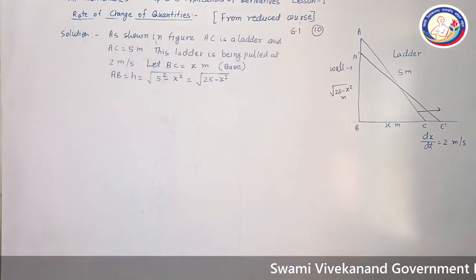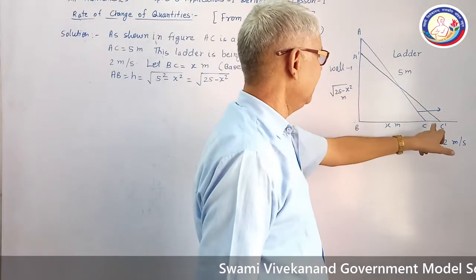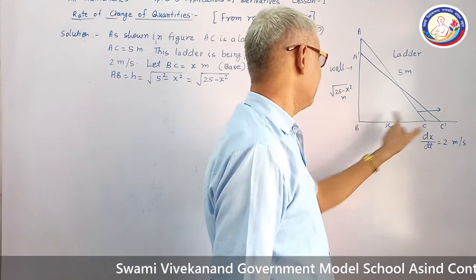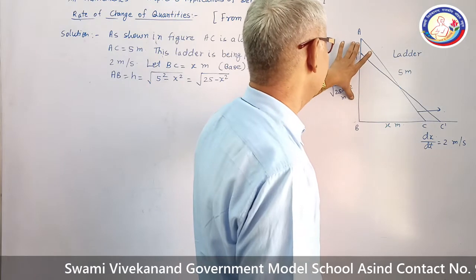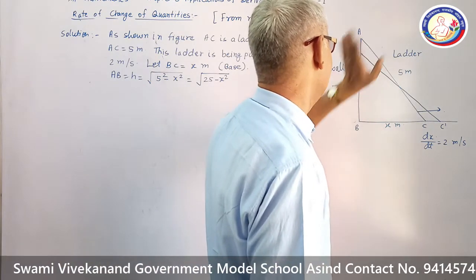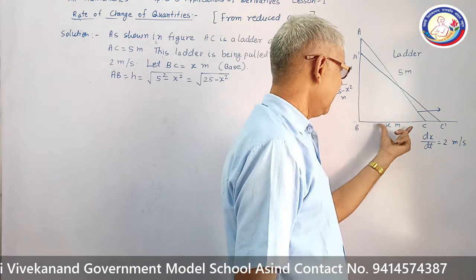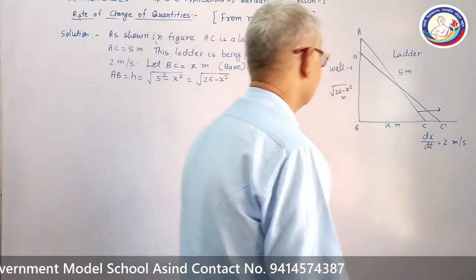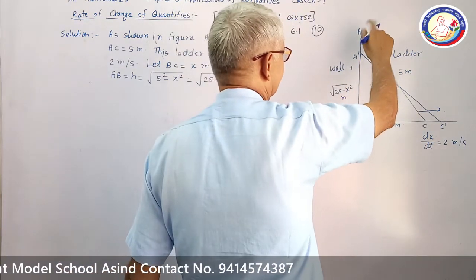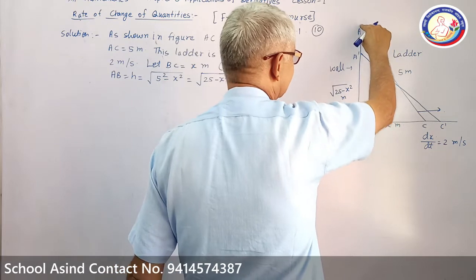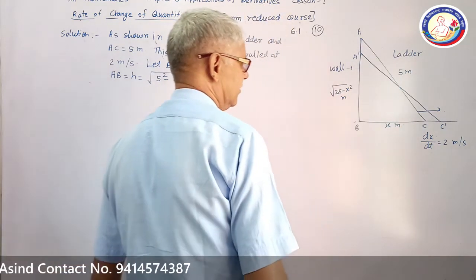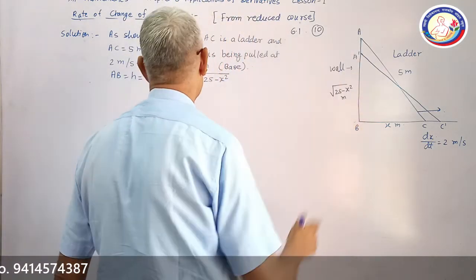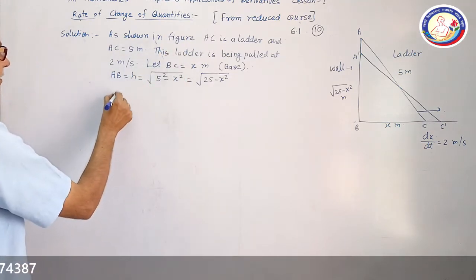Now we proceed. Once again see this figure. AC is the ladder, BC is the distance of foot from this wall, and AB is ladder's height, upper end side. Now the lower end is sliding at a rate of 2 meters per second towards this side. We have to find the rate at which this height is decreasing. So if we denote this height by h, then we have to find dh by dt.